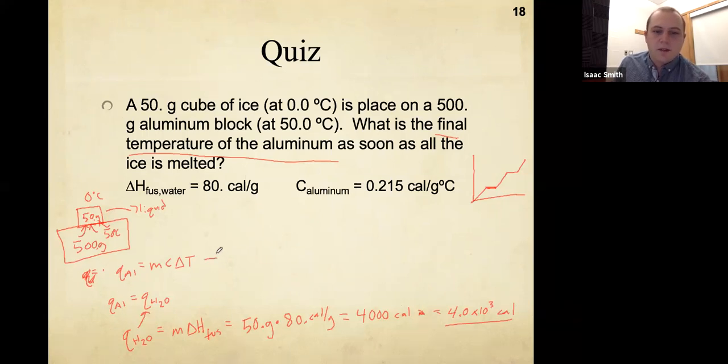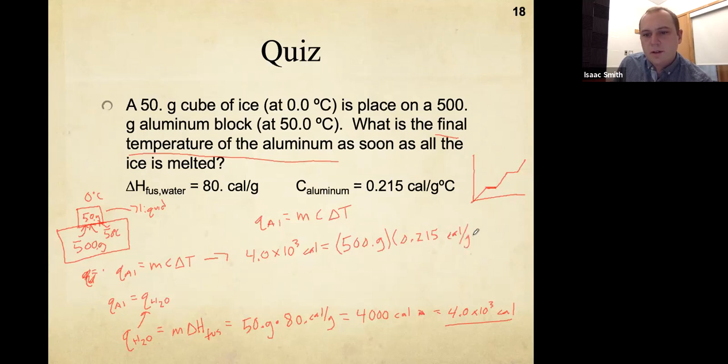So we can rewrite this equation as, well, let's start it here. So you have heat from aluminum, again, is MC delta T. Okay, so then we know the heat that's leaving the aluminum is 4.0 times 10 to the third calories. We know the mass of the aluminum is 500 grams. Specific heat of aluminum is 0.215 calories per gram degrees Celsius. And we're solving for delta T, okay? So we'll go through all these calculations. Algebra, you'll solve for delta T, which tells you the change in temperature of the aluminum. So then whatever the change is, you'll just subtract it from 50 degrees to get the final temperature.